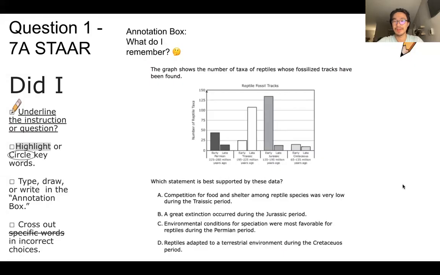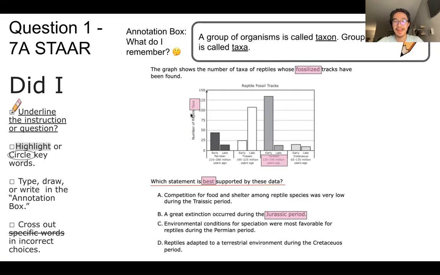Let's practice. I think we have 2 more slides. Underline the question, highlight important information. Million years ago, we're thinking about taxa, we're thinking about fossils, we're thinking about a certain period. So this is telling us to look at Jurassic period. Now, what do we remember about taxon and fossils? A group of organisms called taxon, groups of organisms called taxa. Okay, so let's look at taxa. Number of groups is on the y-axis.